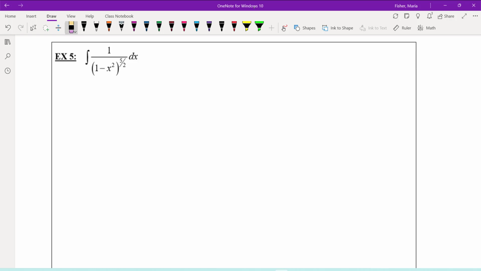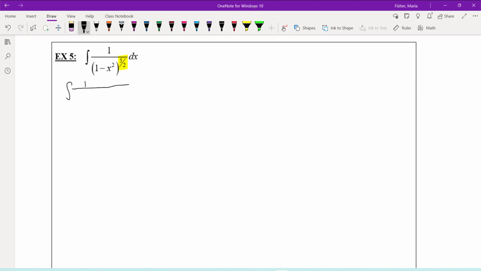Let's look at number 5. Number 5 is the integral of 1 over (1 minus x squared) raised to the 5 halves dx. Well, this one might look strange because it doesn't have a radical, but just like we did in example 4, we can rewrite that 5 halves power as the square root raised to the 5th, and then it looks exactly like all the other problems that we've been dealing with.